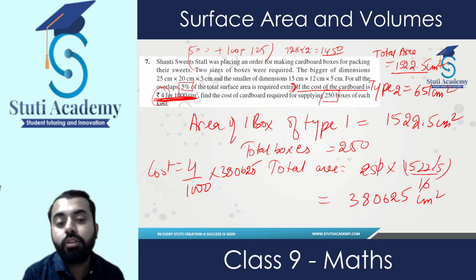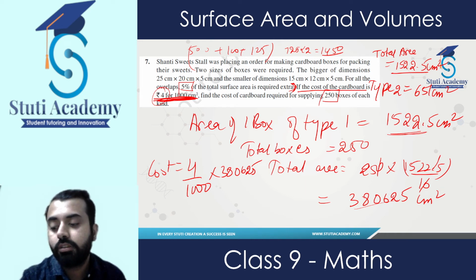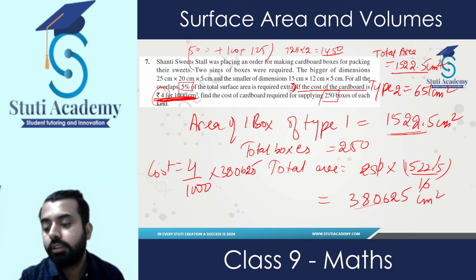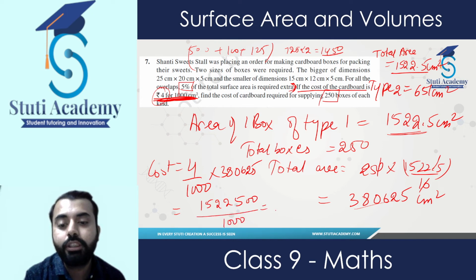I had to check what will be the cost for boxes of type 1. Now I knew if the cost of one box will be 4 by 1000, firstly I have to find out the area of 250 boxes of type 1. Type 1 had this much area, 250 boxes. Multiplying them, I got this. Solving this, I will be getting what? I got this. The total area is simply this, divided by 1000. That itself is the cost of all 250 boxes of type 1. Understood? That is the case for type 1.